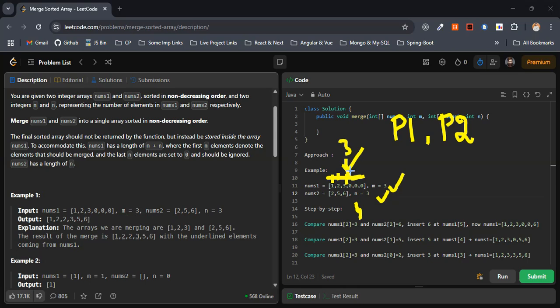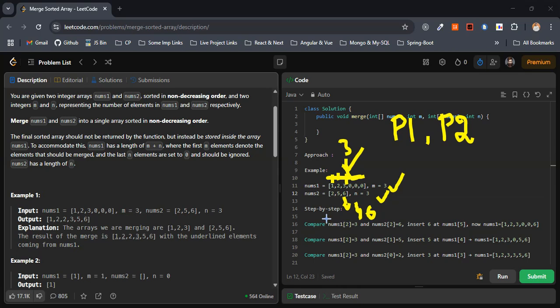nums1 of 2. Same goes with p2 as well. Pointer p2 will be at the end of nums2 instead of nums1. Here p2 equals n minus 1. First we did m minus 1, now we do n minus 1. This will be 2 as well. nums2 of 2 is the last element, index 0 1 2, as it is 0-based indexing, and the value will be 6. The last valid values in nums1 and nums2 are 3 and 6.